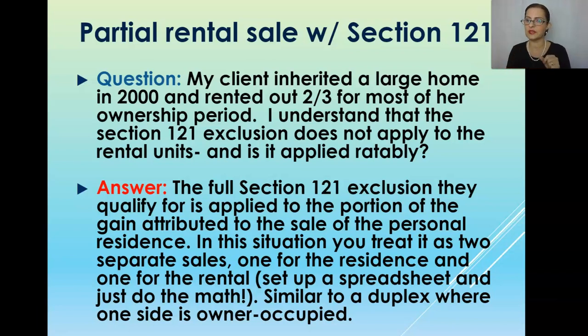Sometimes it gets a little messier when it's just a house and they're renting bedrooms, but that's how you do it. You set it up as 2 separate sales, house 1, house 2. House 1 is going to be the personal residence, even though it's all the same house. Okay, you got to set it up as 2 separate sales. And then you apply the Section 121 exclusion to the portion or to the square footage that's the house. And then the rest of the sale price, you allocate to the rental portion.